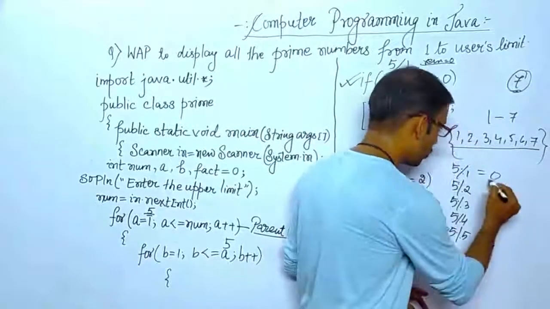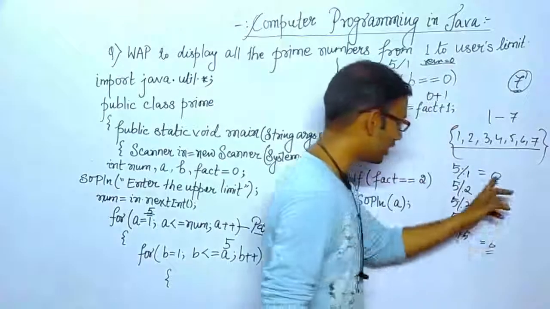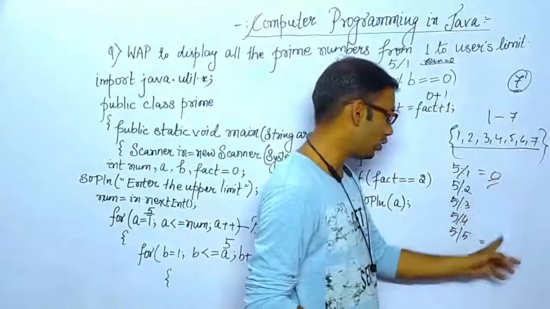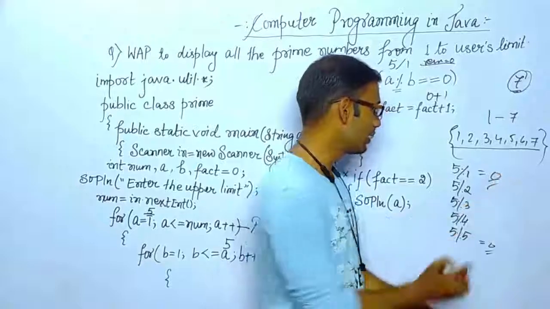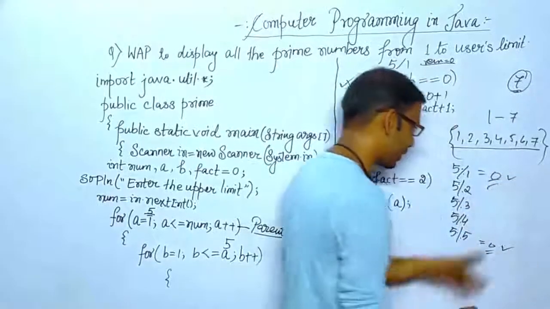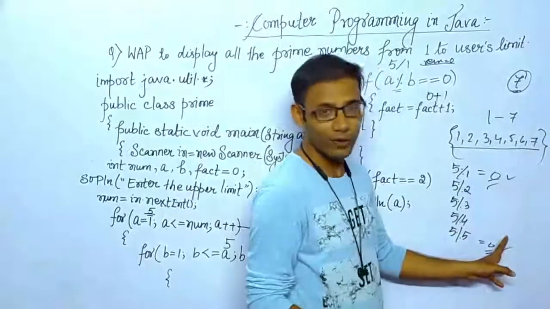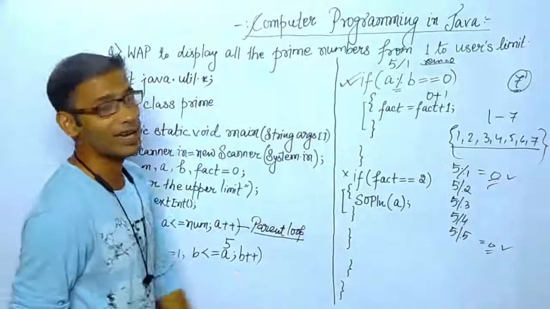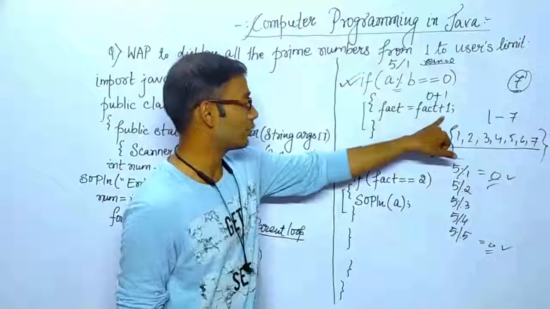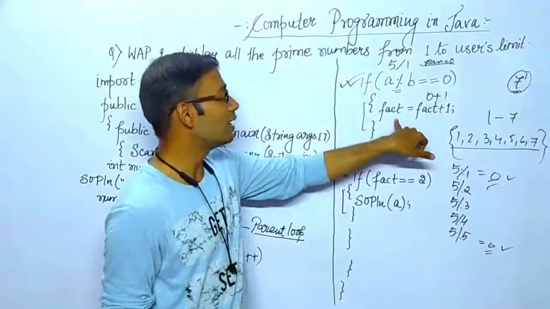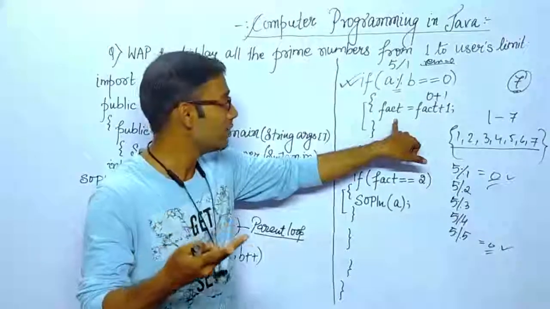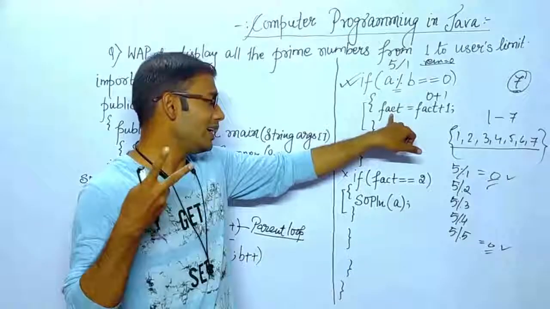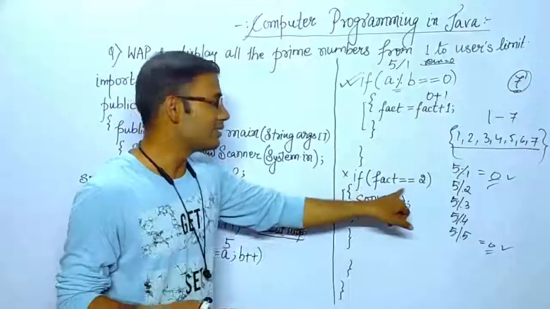So how many number of times did the remainder come to be 0? 2 times. Over here 1 time, over here 1 time. So the total number of times when the remainder came to be 0 is 2. So 5 is satisfying the condition. Fact equal to fact plus 1, so the value of fact will increase by 2 times. So the final value of fact will be 2. And this condition gets satisfied.